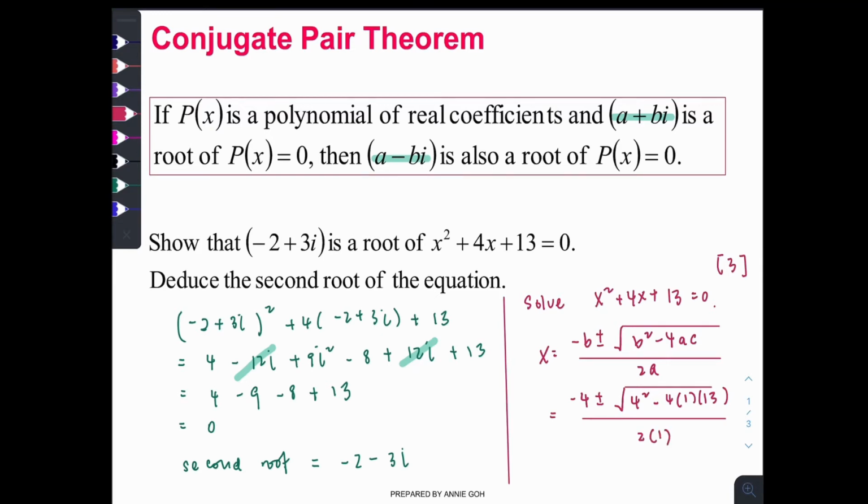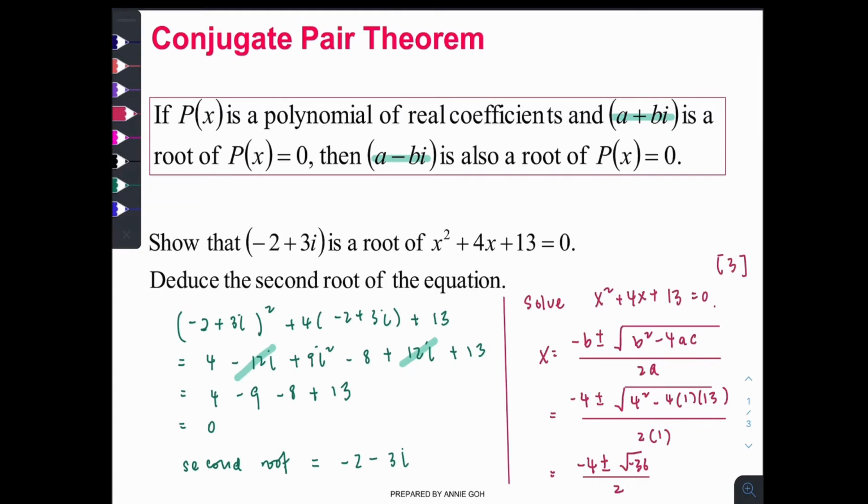Right, so we will have 4 squared, which is 16, minus 4 times 13, we will have square root of negative 36 over 2. Okay, take note here. What is square root of negative 36? In P1, you say that we cannot square root a negative value, but in complex number, we can square root a negative value because we can actually let the answer be in the form of i.